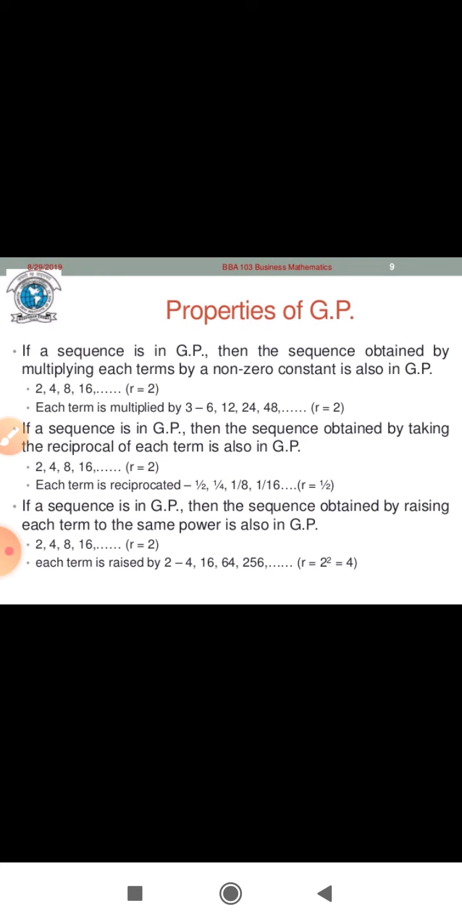If the sequence is in GP, then the sequence obtained by raising each term to the same power is also in GP. 2, 4, 8, 16. Here the common ratio R is equal to 2. Each term is raised to the power 2: 4, 16, 64, 256. So the common ratio R is equal to 2 to the power 2, which is equal to 4.